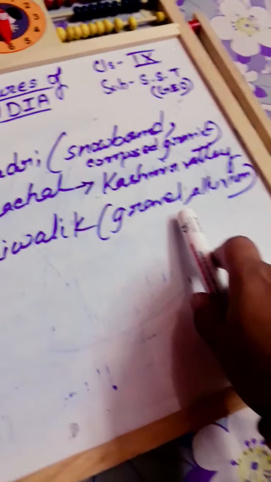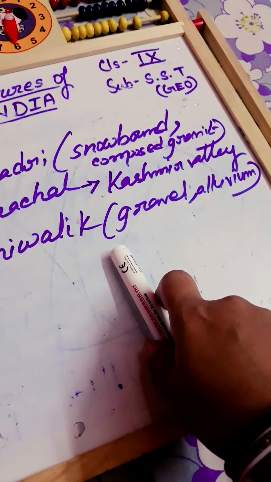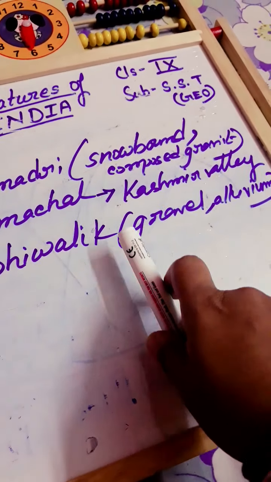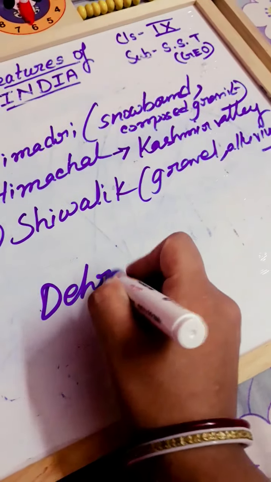The longitudinal valleys lying between the Lesser Himalaya and the Shivalik are known as duns. This is important for short questions. What are the examples of dun? Dehradun.